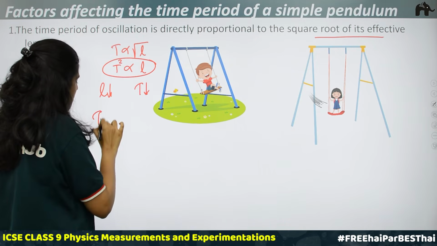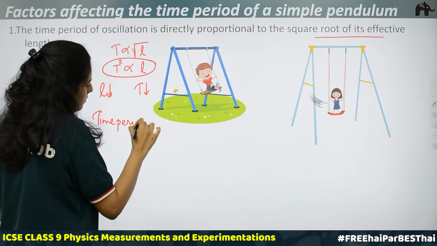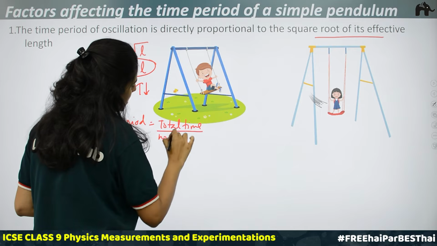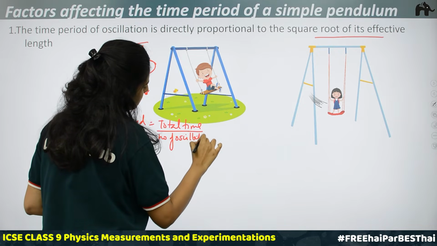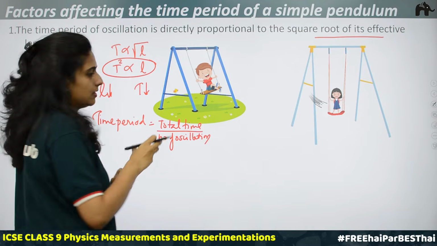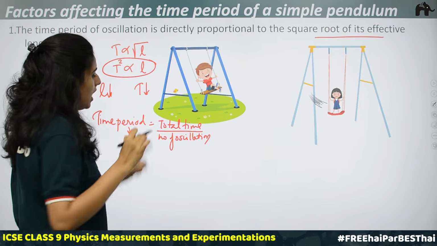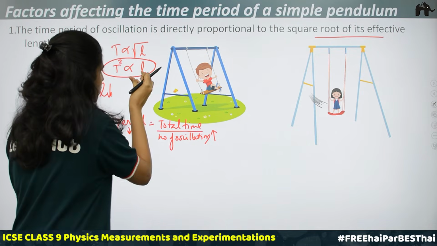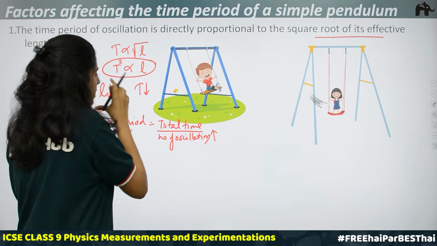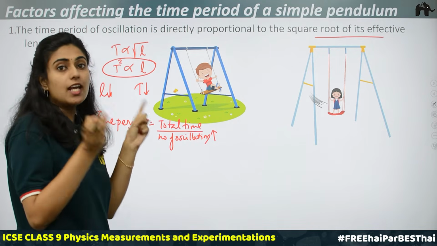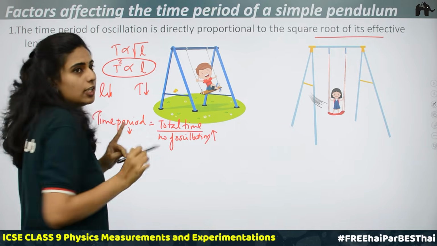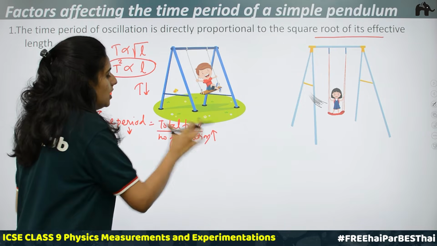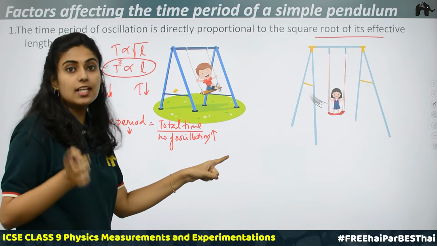Okay, we have time period is equal to total time divided by number of oscillations. So when the time period is decreasing, what happens to the number of oscillations? Number of oscillations will increase. So during winter season, the length of pendulum will decrease. Therefore, time period will also decrease, because length of pendulum and time period are directly proportional by the rule T proportional to root L. When this time period decreases, number of oscillations increases. Why? Because time period and number of oscillations are inversely proportional.